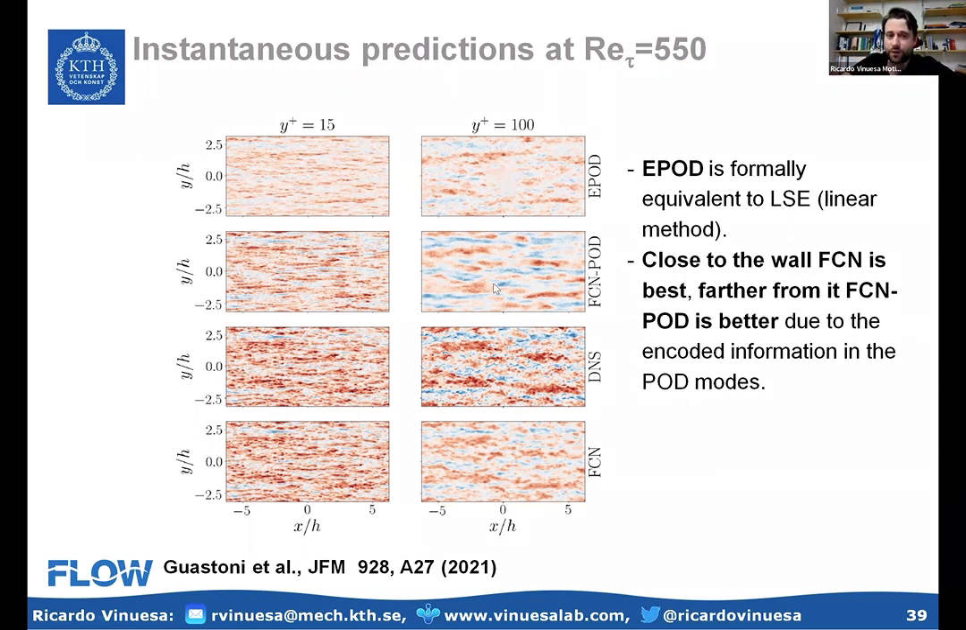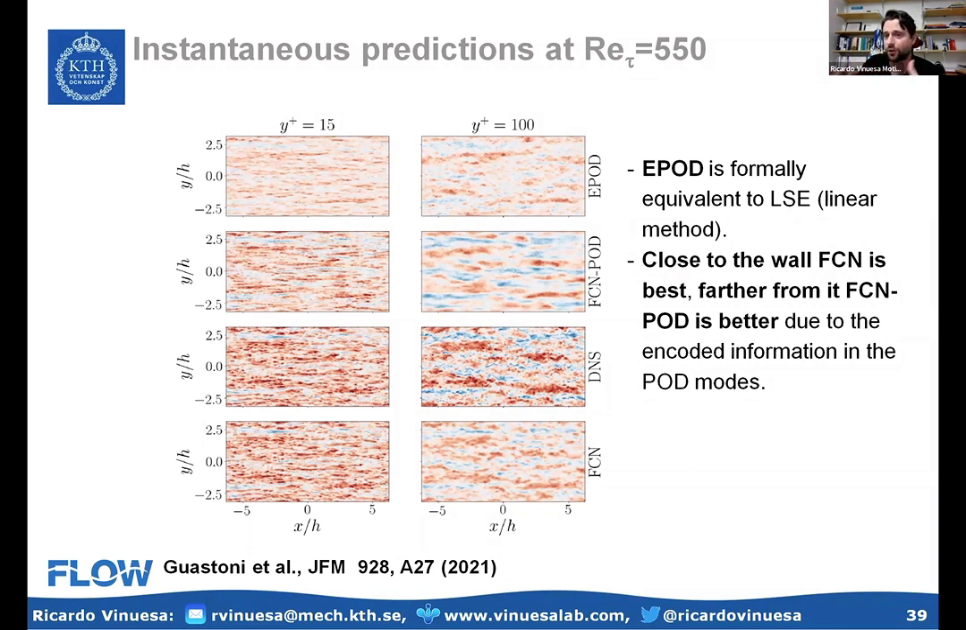If we compare the second and the third row, what we see is that farther away from the wall, all the predictions degrade because the output is less correlated with the input. But in the case of the FCN-POD, we get a better agreement than with just the FCN. Now, why is that? Well, one could argue that in the case of the FCN-POD, you are first encapsulating part of the spatial information into these spatial modes, and then you don't need to predict the whole signal. You only need to predict the temporal coefficients. You only need to predict part of the information.